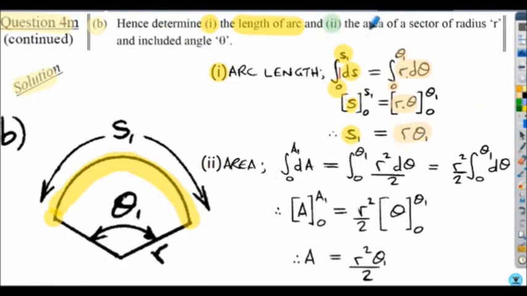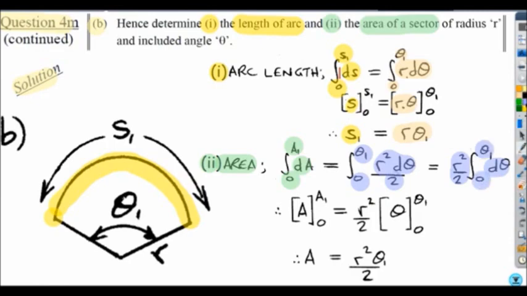And part 2, to find the area of the sector, shown here. We now integrate on the left hand side dA, or 1 dA, between the limits of 0 and A1. On the right hand side, we integrate the r squared d theta divided by 2, between the limits of 0 and theta 1. Notice that r squared upon 2 is a constant, so that can be taken outside of the integral sign. So we're simply left with the integral of 1 d theta between our limits.